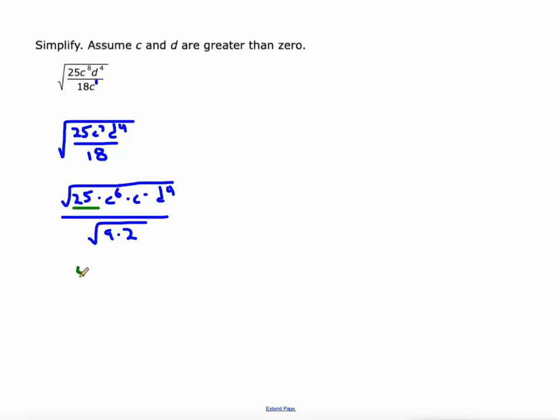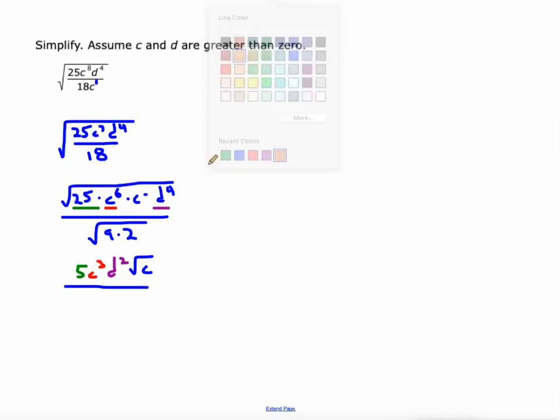Square root of 25, 5. Square root of c to the 6th, c cubed. Square root of d to the 4th, d squared. And then we still have the square root of c up there in the numerator, all over, I'm running out of colors here, how about square root of 9, which is 3, times the square root of 2.